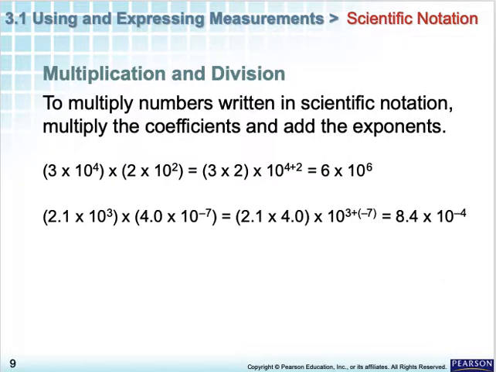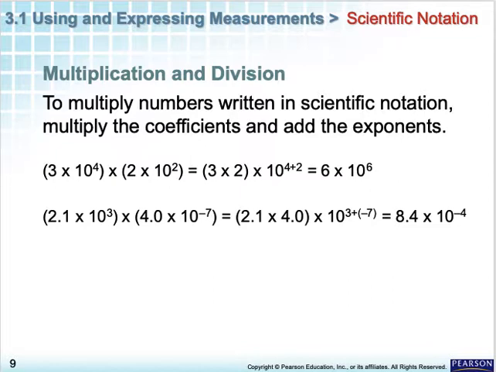If I want to then multiply or divide with scientific notation, it makes it very simple. We multiply the coefficients, the 2 times the 3, and we get 6. But then with the times 10 to the 4th and times 10 to the 2, we're going to add those exponents, and we get 6. You can also do this in your calculator, and that's what we will spend time in class on, going through using the calculator.